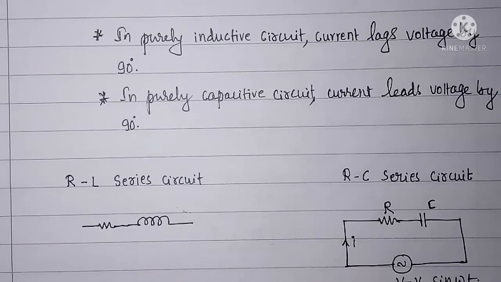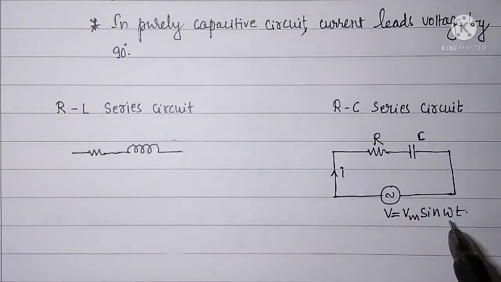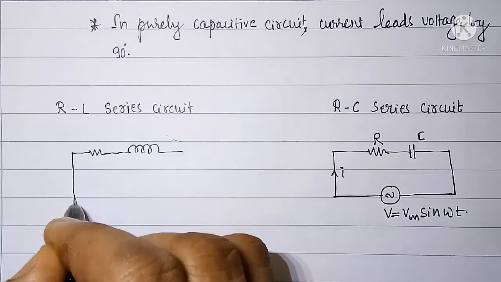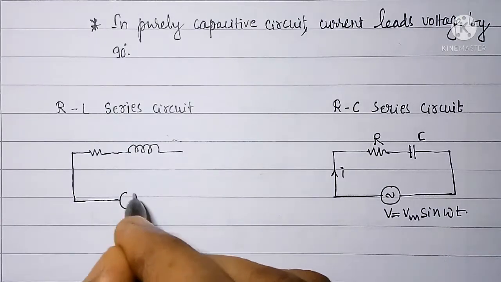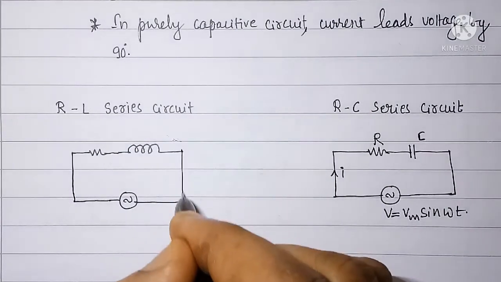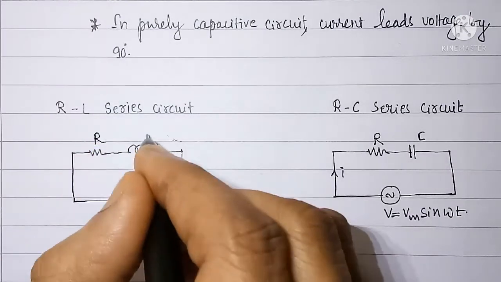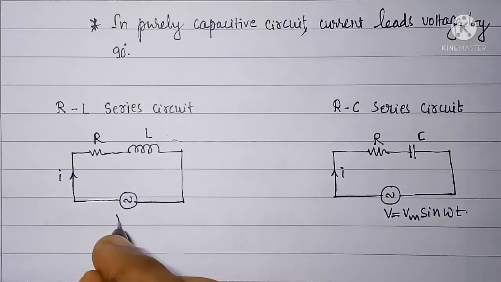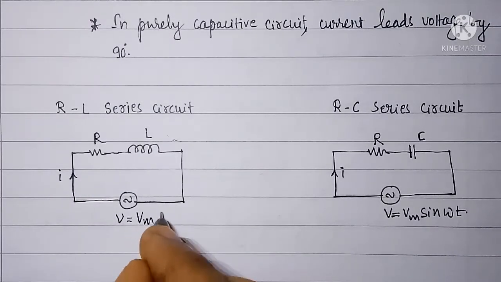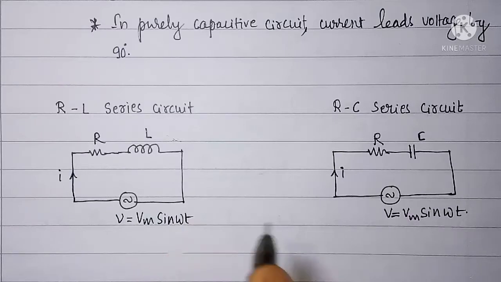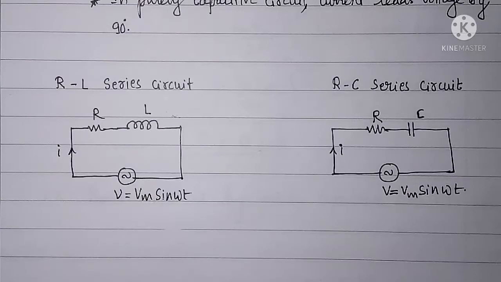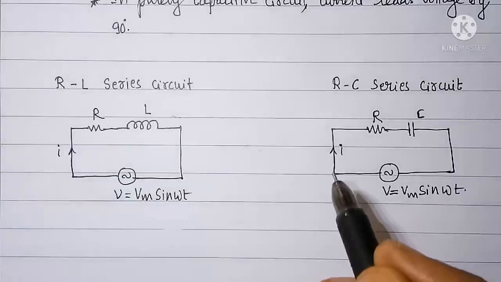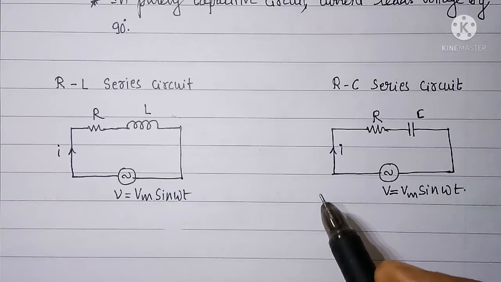Supply voltage V equal to Vm sin omega t is supply voltage. Here also V equal to Vm sin omega t is supply voltage and I is supply current.